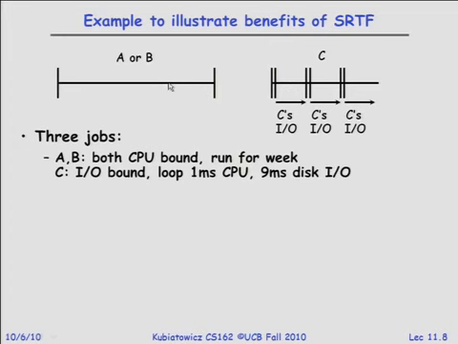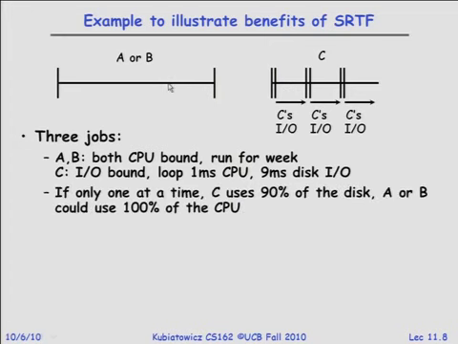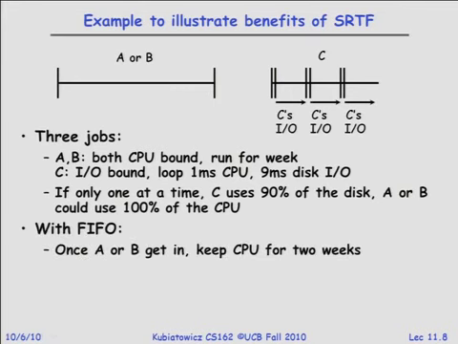Okay, and so now the question is, what does that mean? So if C basically uses 90% of the disk, A or B is 100% of the CPU. If we try to put them all together into the same machine, what happens? Well, once A or B gets in, it runs for a week. Okay, so I would say that the utilization of our disk just went to very low, right, 0.